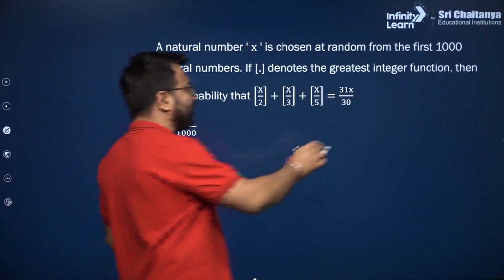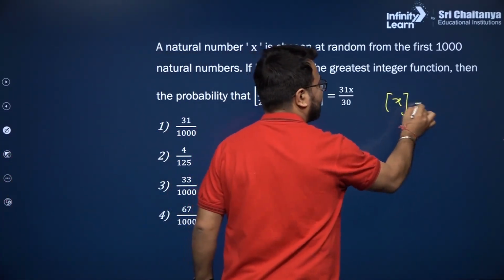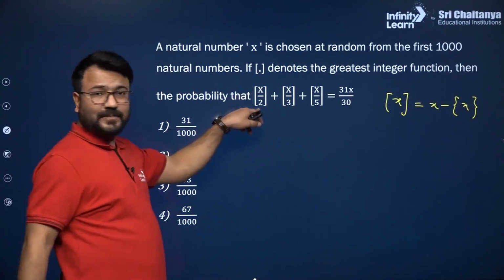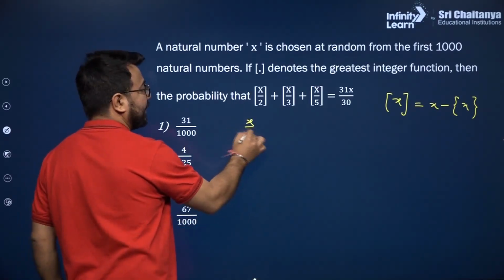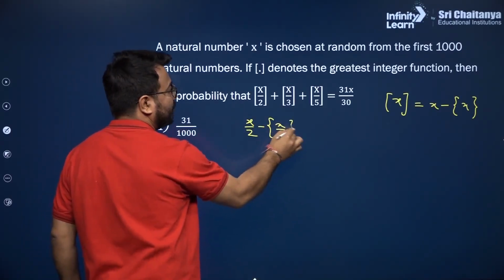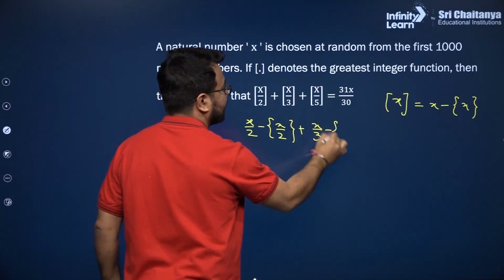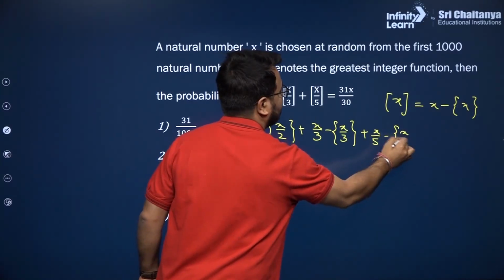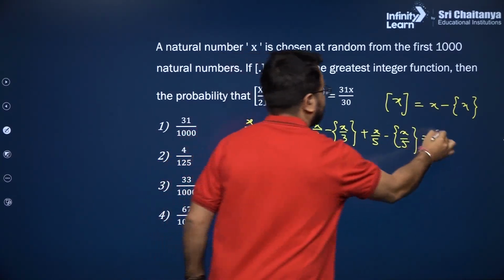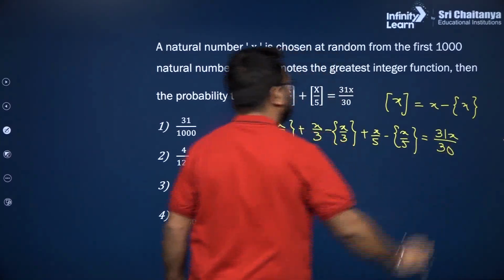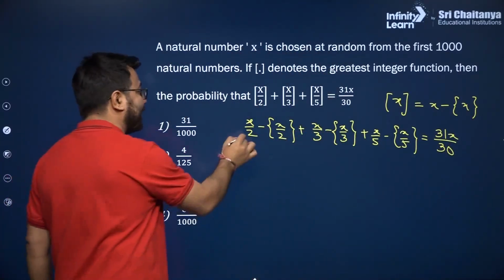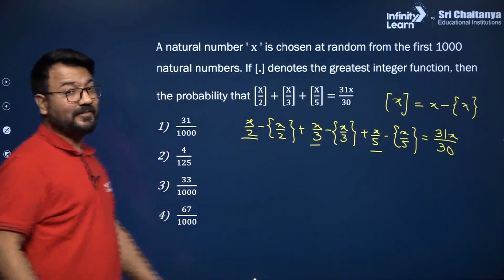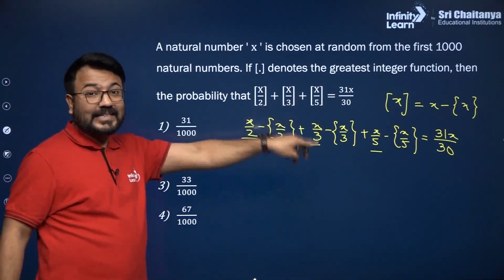So basically we know the greatest integer function of x can be written as x minus the fractional part function of x. So here the greatest integer function of x by 2 can be written as x by 2 minus the fractional part of x by 2. Then x by 3 minus the fractional part of x by 3. Then x by 5 minus the fractional part of x by 5. And here we have 31x over 30. So if I add x by 2, x by 3 and x by 5, I will observe that we are getting 31x upon 30.